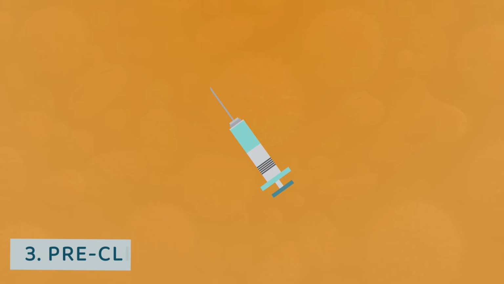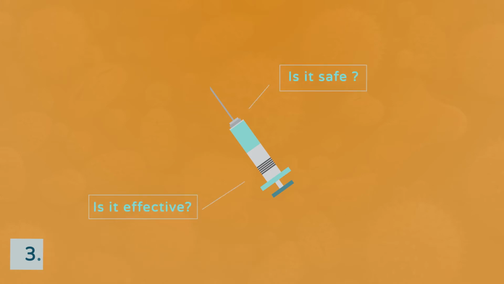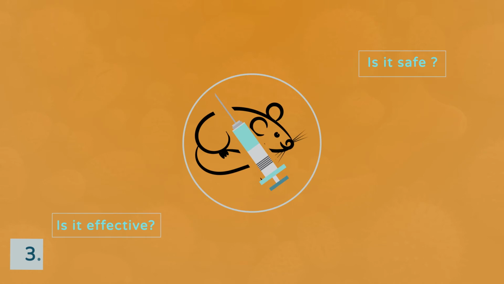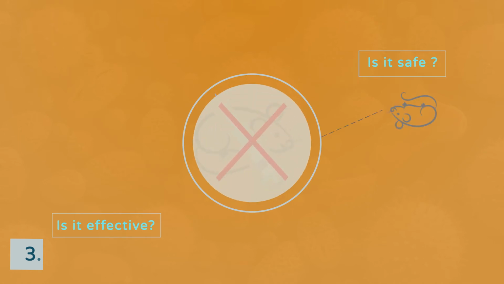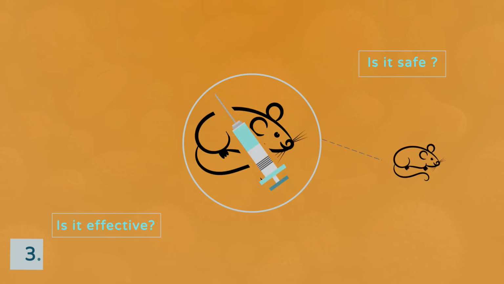Once a candidate product is prepared, the third step is the assessment of preliminary efficacy and, more importantly, safety of the potential vaccine candidate using animal subjects. Mice are common test subjects. These are called preclinical trials.